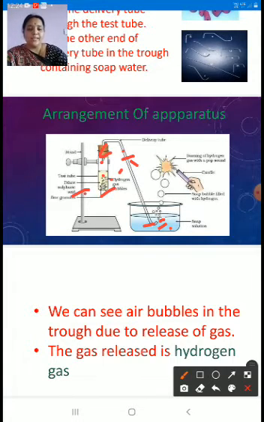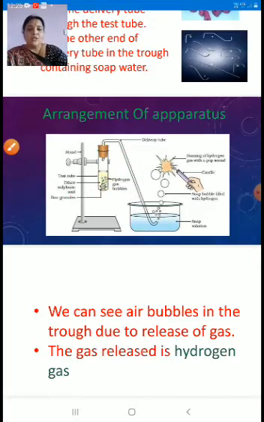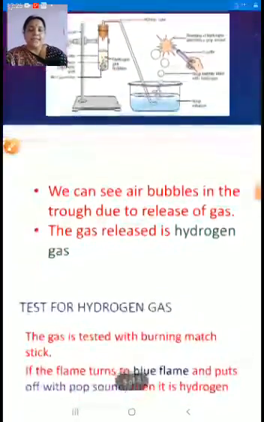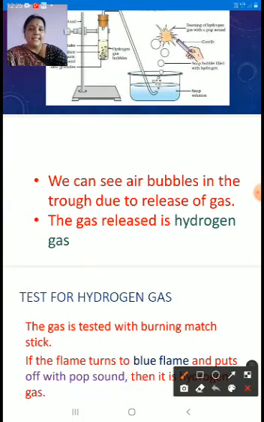After this arrangement we can see bubbles coming out in the trough. What are these bubbles? Why are these bubbles coming? This is because of the reaction between the metal and acid. So what happens when metals react with acids? A gas is released. What is that gas? It is hydrogen gas. How did we know that it is a gas? Because of the release of these bubbles. These bubbles indicate that a gas is released, and the gas released is hydrogen.